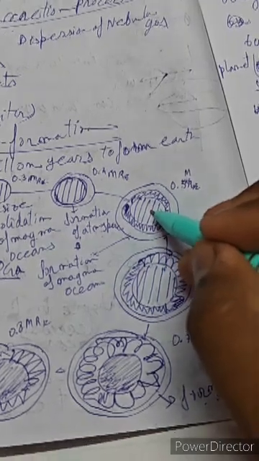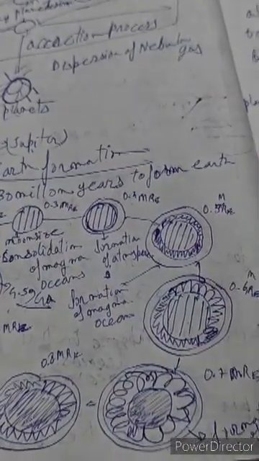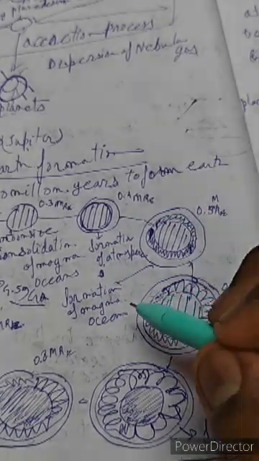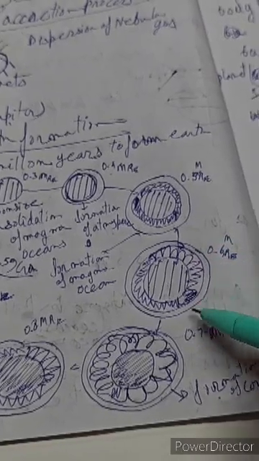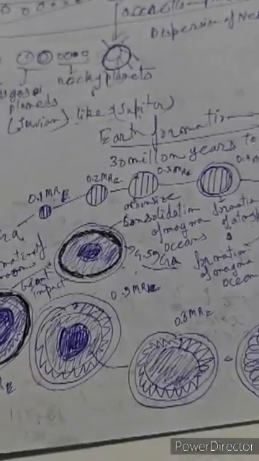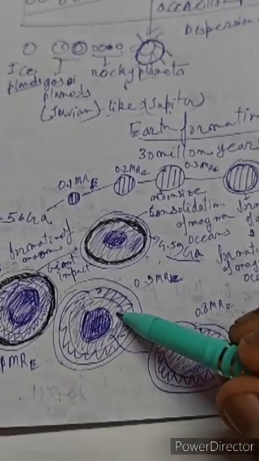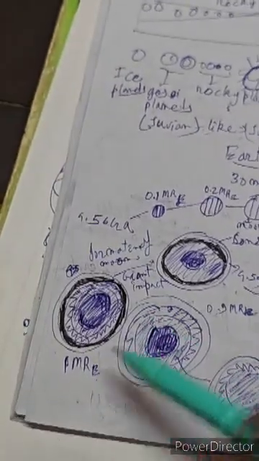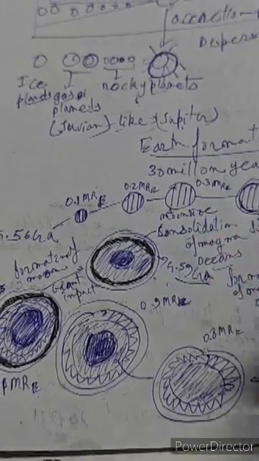It is made of silicates and metals. In 0.5 MRE, mantle oceans are formed. At 0.7 MRE comes the formation of the core. At 0.9 MRE, the formation of the outer core and inner core. At 1.0 MRE, giant impacts and consolidation of the magma oceans.